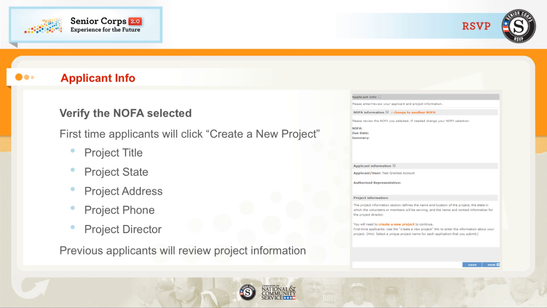You'll also enter other information about your project in this section, such as the state where the volunteers will be serving, project address, and phone number. The project director's name will also be entered. If a project director has not yet been selected, enter the name of the person who should be contacted if there are questions about this application. Previous applicants will review the project information that was submitted with the last application. Edits can be made as needed.